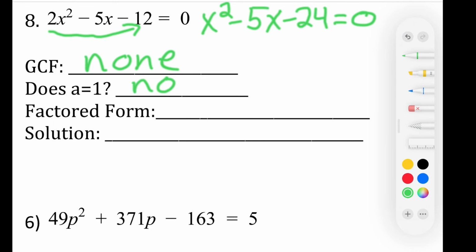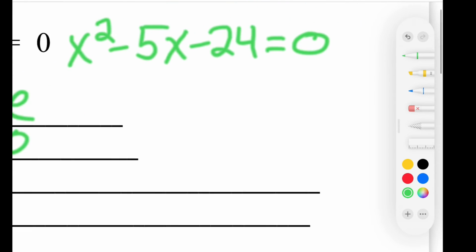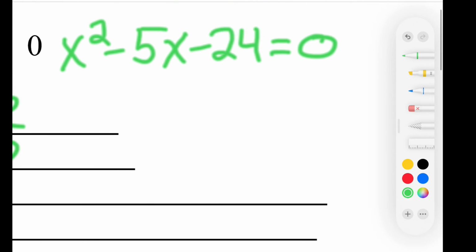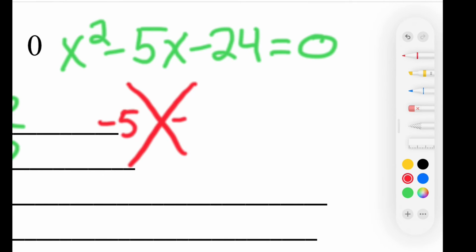Now does our A equal 1? Yes. So now we can use our big X method to find our factored form. So our big X, negative 5 is our B, our C is negative 24, and you're finding two numbers that multiply to give you 24, but also can add or subtract to give you 5. The answer is 3 and 8.